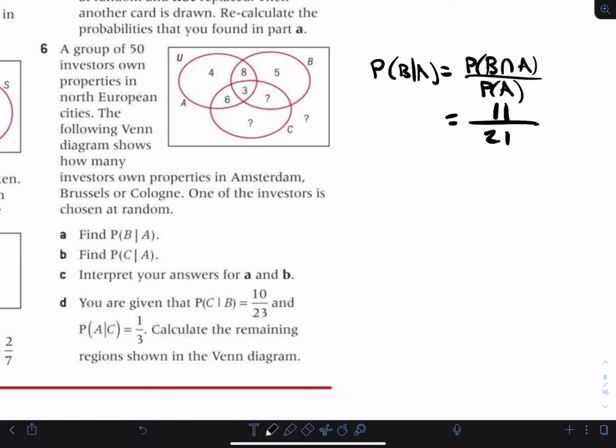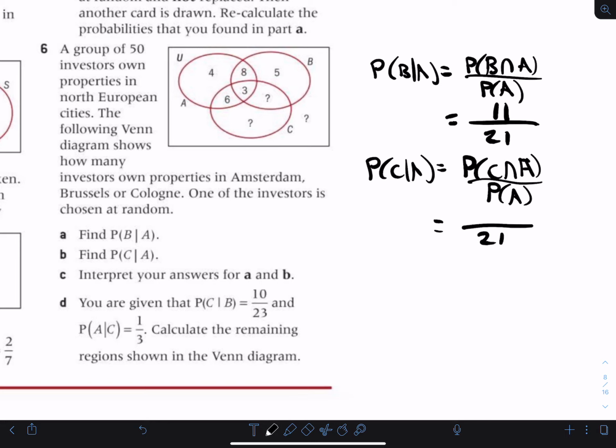Probability of C given A. Okay, same deal. C and A over probability of A. Well, how many are in A? That has not changed, 21. How many are in C and A? So C and A, there's 6 and 3. Oh yeah, 6 and 3 are in A, so 9 out of 21. I can simplify that. I don't have to simplify it, but why not?